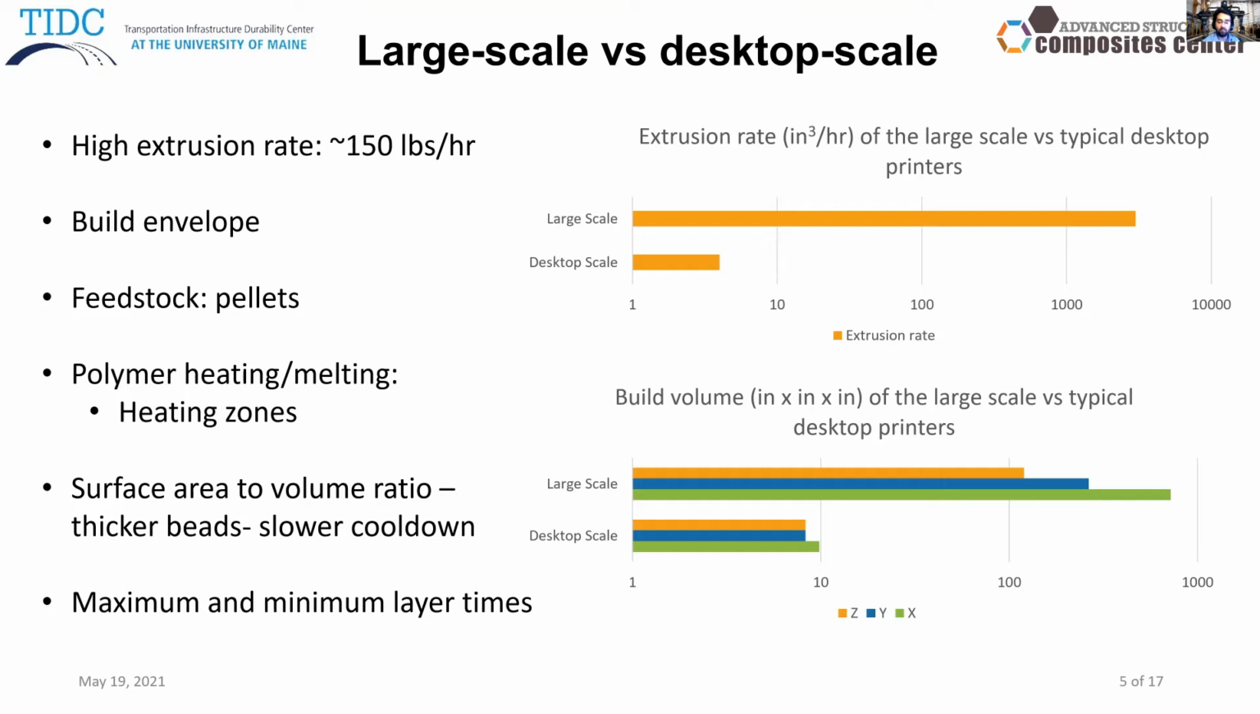The minimum layer time, which is the time required for the layer to cool down and become rigid enough to support the layer above it, is much higher in large-scale 3D printing. In small-scale 3D printing, it is rarely an issue. On the other hand, the maximum layer time is the time before which the new layer must be deposited so that the layer below it is hot enough to bond properly. Layer time in large-scale 3D printing is bounded by these maximum and minimum layer times.